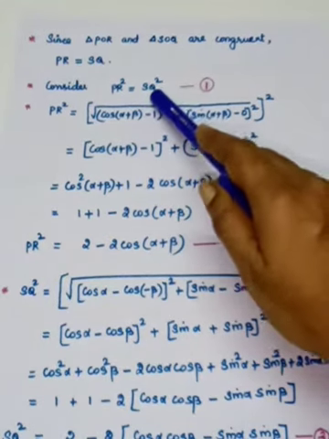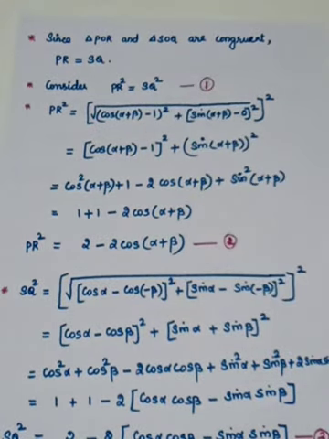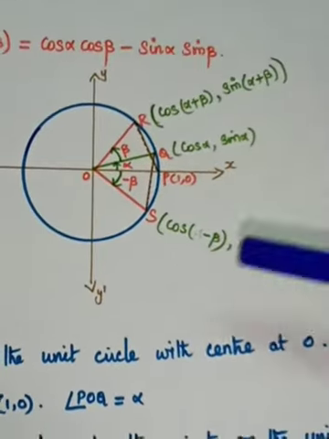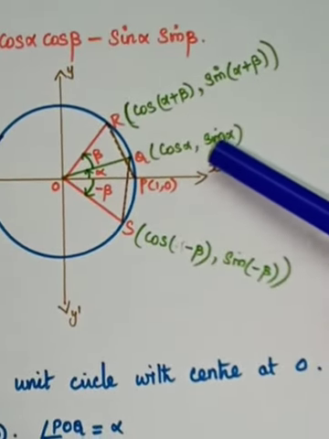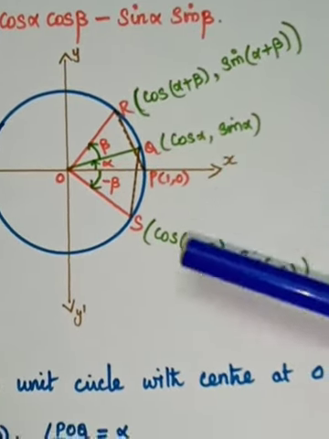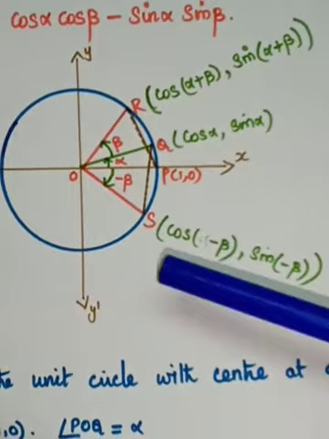Next, SQ squared is needed, so we have to find out what SQ is. Look at this: S is this point and Q is this point. Again you have to use the distance formula. So square root of x2 minus x1.